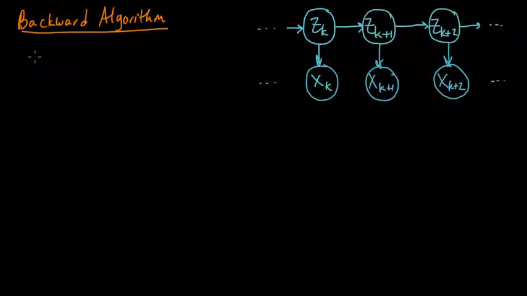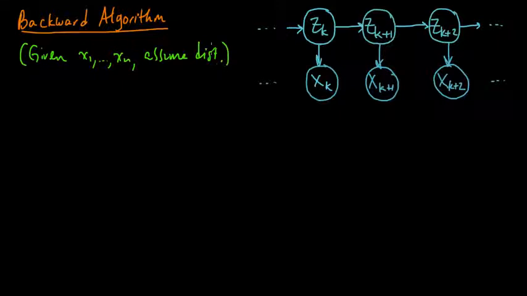So the setup is, remember, we're given some x's, and we assume those distributions. We assume that we know the emission probability distributions, the probability of the x's given the z's, and we assume that we know the transition probabilities from going from zk to zk plus 1, and we assume that we know the initial distribution on z1.